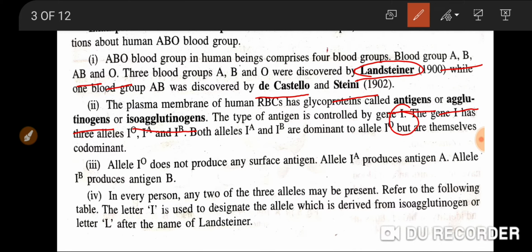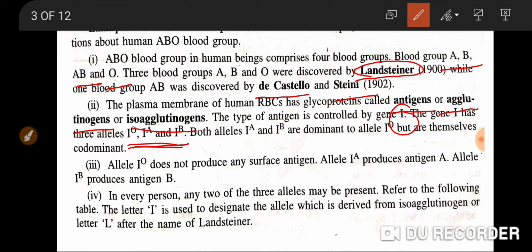And this gene I has 3 alleles, IO, IA and IB. Out of these 3 alleles, IA and IB are the dominant alleles, while IO is the recessive allele. So IA and IB are the dominant alleles, and if they are present together, that means both these alleles will express themselves simultaneously in a heterozygote condition. That means these are the codominant alleles.